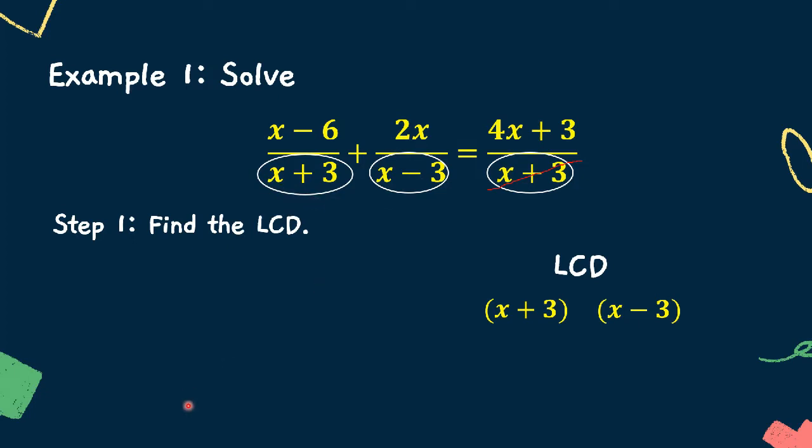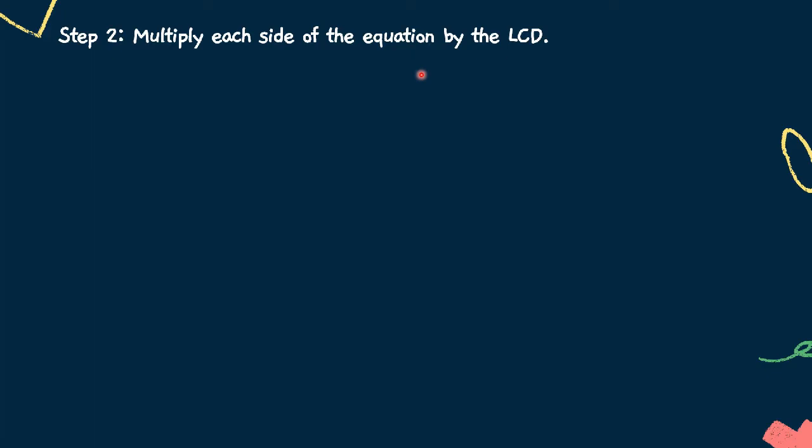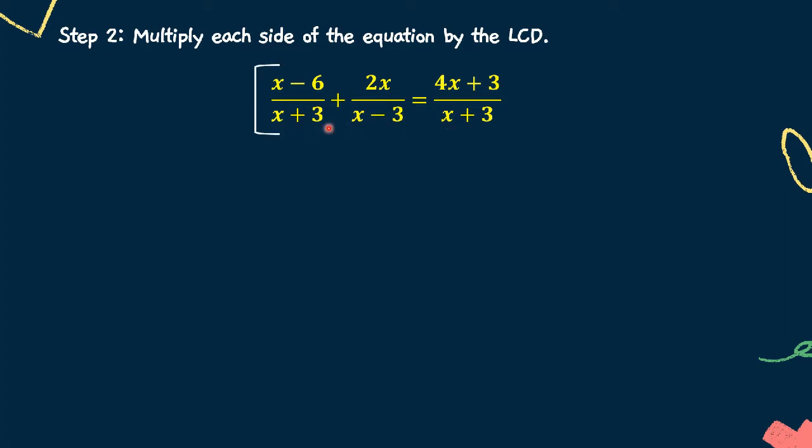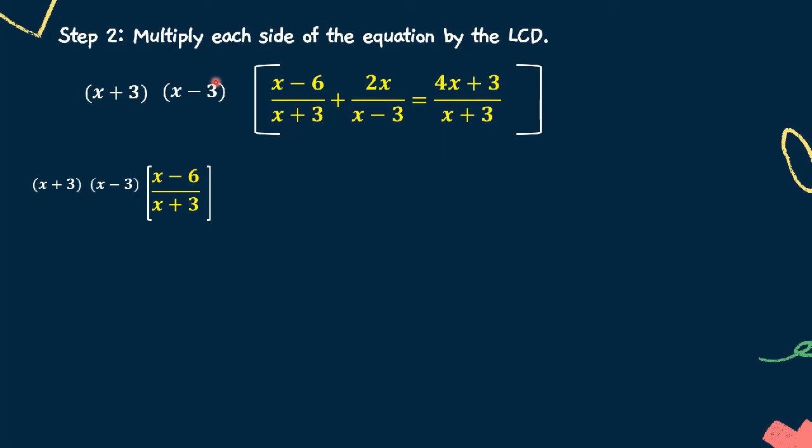After identifying the LCD, the second step is to multiply each side of the equation by the LCD. Remember, this is our given equation. We simply multiply the whole equation by the LCD, which is x plus 3 and x minus 3. To do that, in multiplying the equation by the LCD, we simply distribute the LCD to each term.